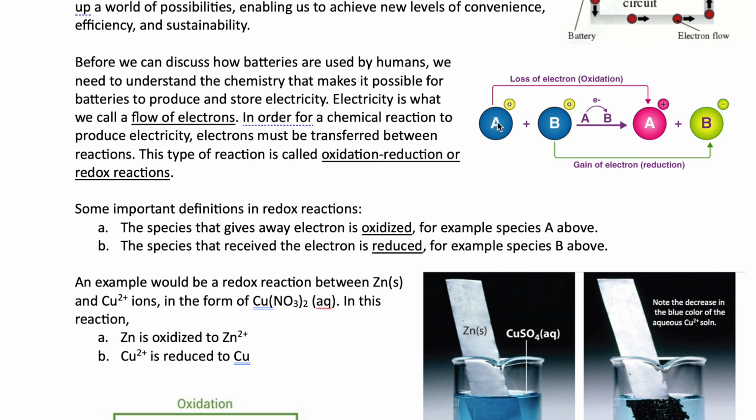But once A transfers that electron to B, then A now has one electron deficit compared to its original state, so now it has a positive charge. And then B has an additional electron compared to its original state, so now it has a negative charge. So it becomes a cation and an anion. That process where A loses an electron is called oxidation, and the process where B gains an electron is called reduction. That's the reason why the reaction is called oxidation reduction or redox.